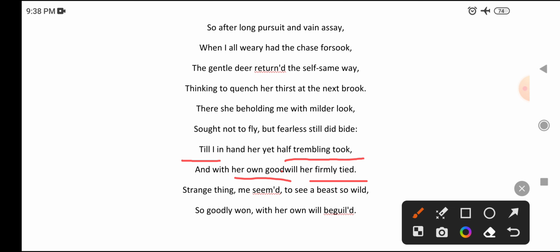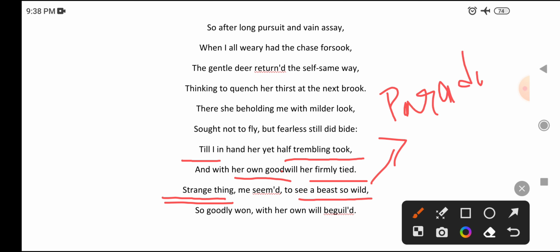It starts with the huntsman analogy, the extended metaphor, but now he says "a strange thing me seemed, to see a beast so wild." Here is a paradoxical statement, because hitherto he was comparing Elizabeth Boyle with a gentle deer, and deer are not beasts. But here, contradictory to his previous statement of the prey being a deer, he says that he found it very strange that a beast so wild. Elizabeth Boyle, now he claims that she's so wild.